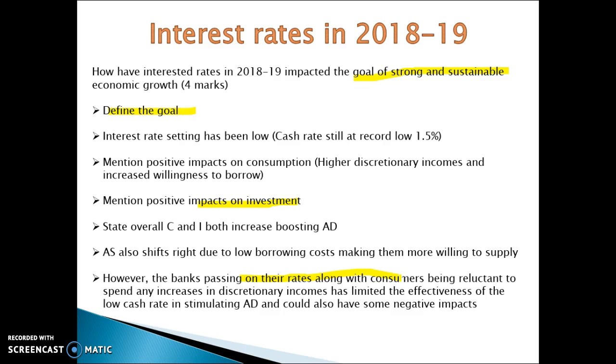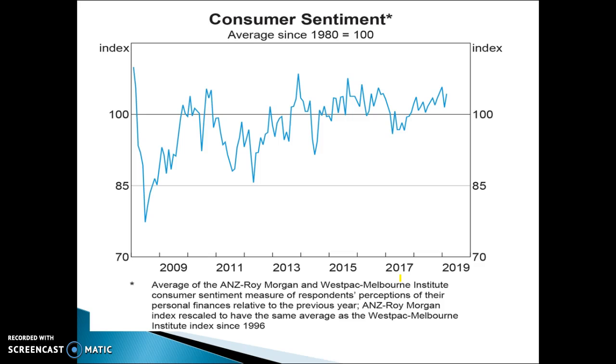So the fact that even though the cash rate's at record lows, the rates that we're getting charged as consumers have increased slightly, and that's not because of the RBA changing theirs, but the banks essentially changing their rates. And secondly, consumers have become more reluctant to spend any increases in discretionary income, and both of those things have limited the effectiveness of low interest rates. So the fact that they've increased slightly on consumer loans, and the fact that people are less willing to spend their increase in discretionary income, have both made interest rate cuts less effective.